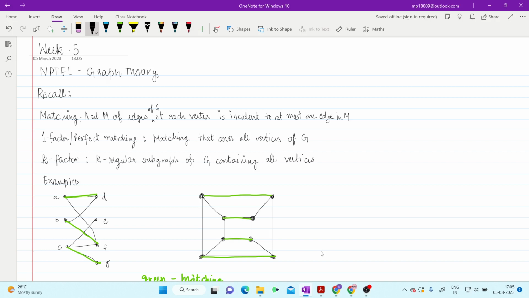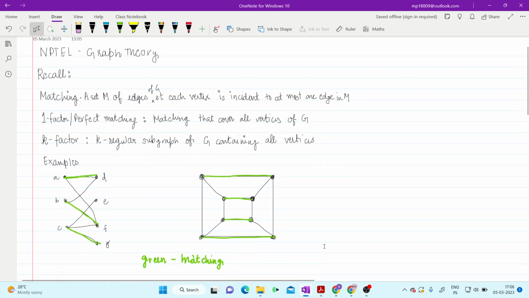Sometimes a perfect matching is also referred to as a one factor, and this one factor can be generalized to any positive integer. We say a k factor of a graph is a k-regular subgraph of G which contains all the vertices. So a k factor has two properties. First, each vertex in that subgraph should have degree k, that is, it should be k-regular, and moreover that subgraph should contain all the vertices of G.